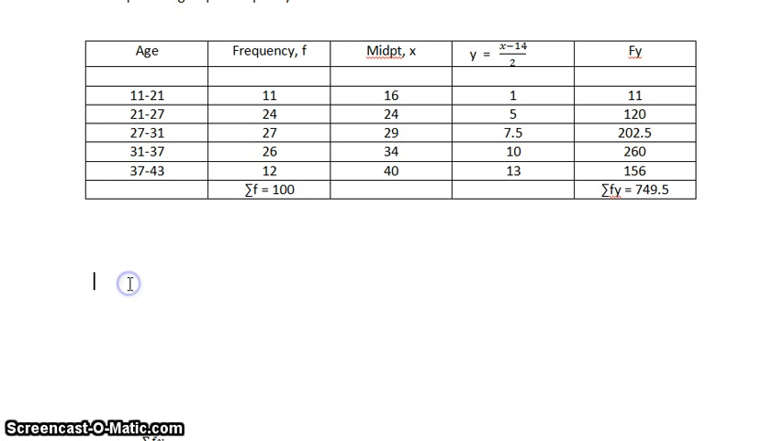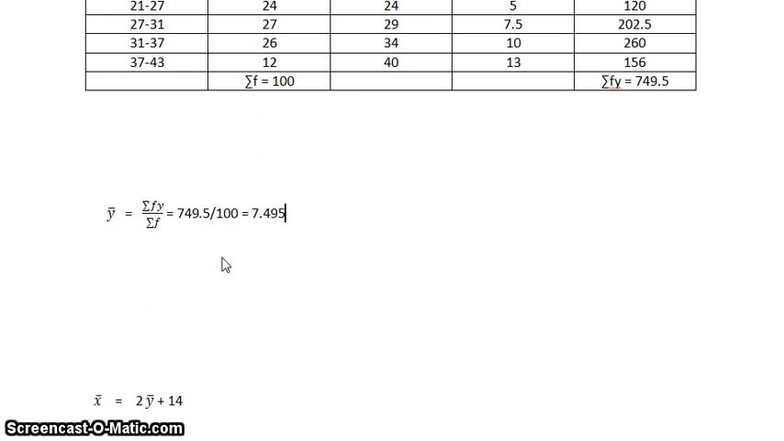And the mean from the group frequency table, this is an estimate of the mean because we haven't got all the exact ages of all the people in the survey, but this is our estimated mean. So sum of fy is 749.5, divided by sum of f, 100, equals 7.495. Now that's y bar.